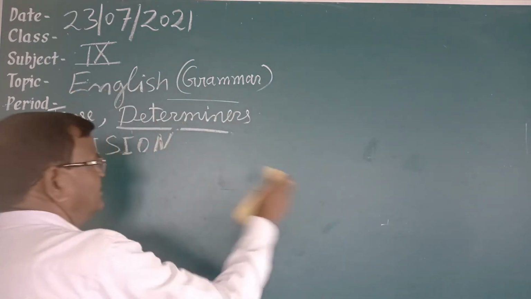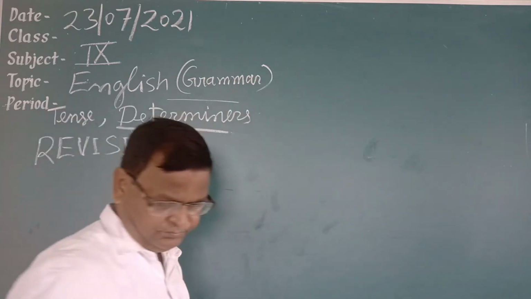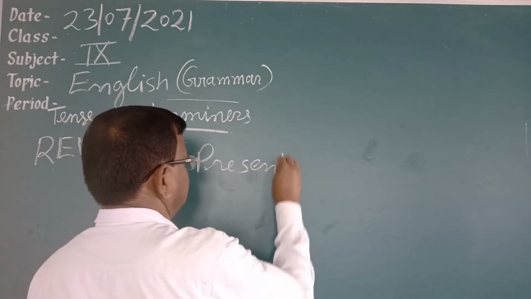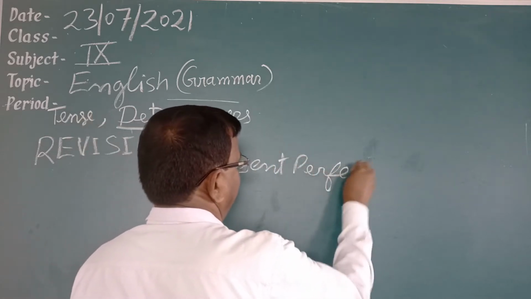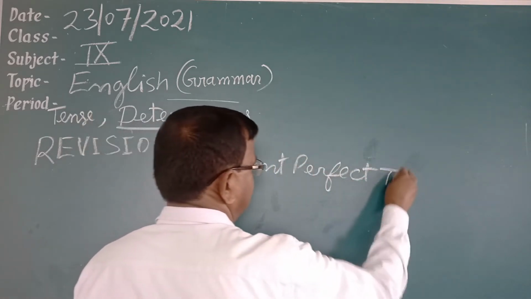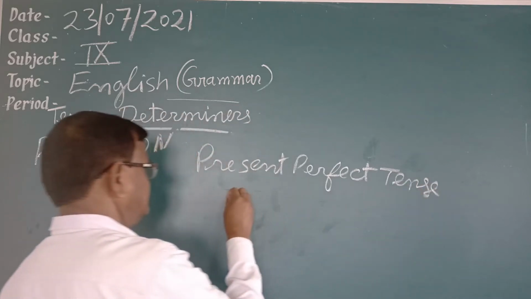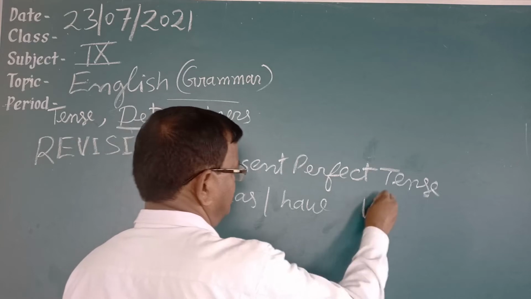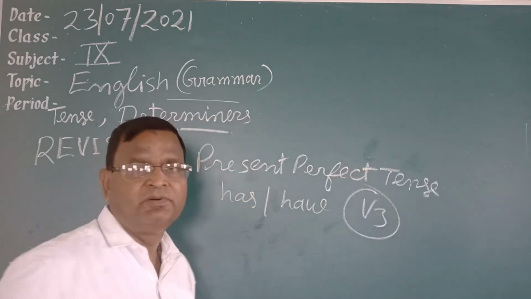Now see the third. The third is present perfect tense. In present perfect tense, I have told you, students, that two helping verbs are there, has and have, and verb third form is used.